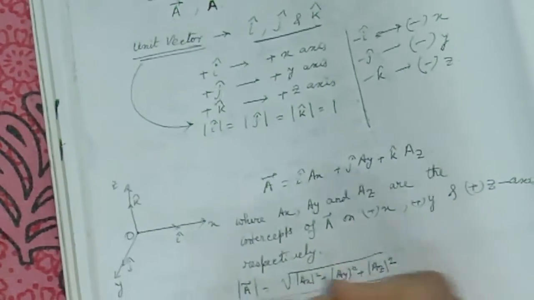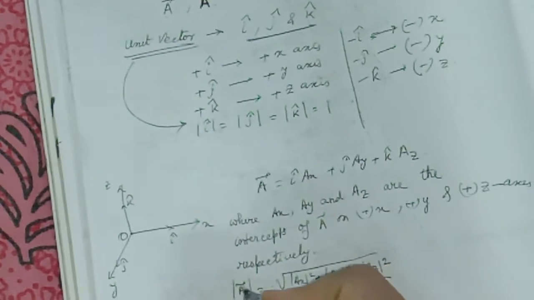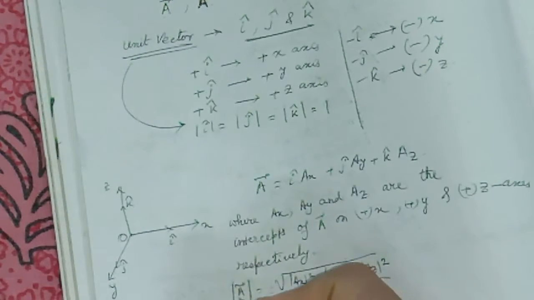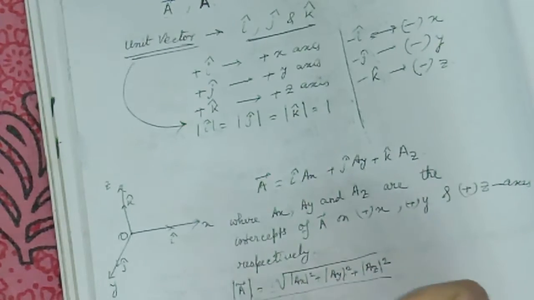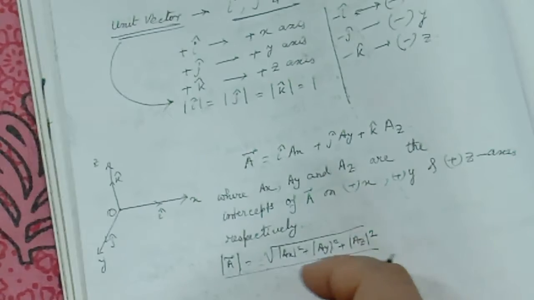This is the magnitude. Now you may ask, sir, I have put the square root, so where is the plus minus sign? Since I have taken the mod over a vector, we have to consider only the positive value of the root. We have to consider only the positive value.